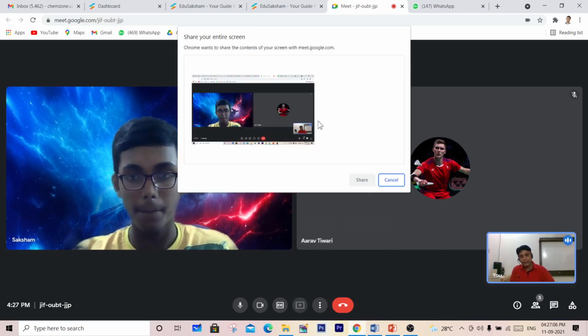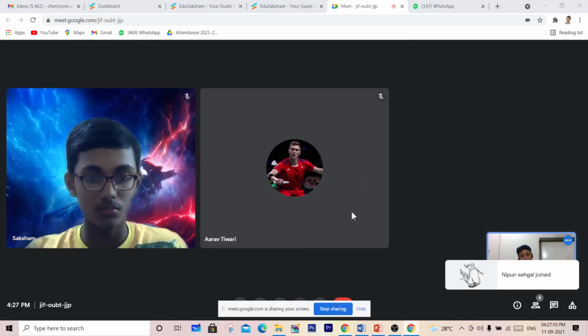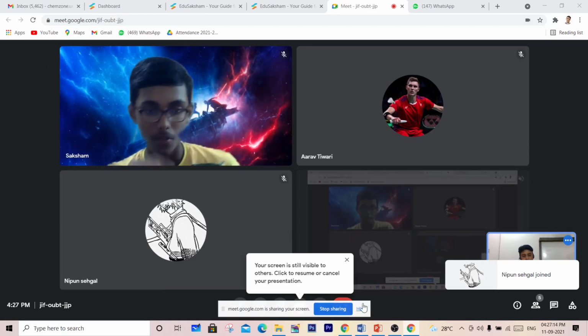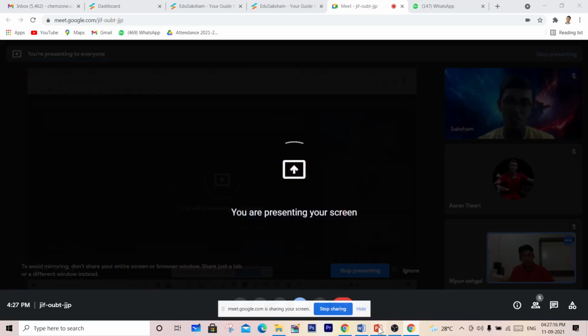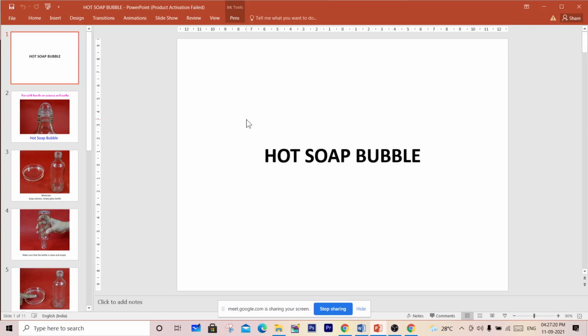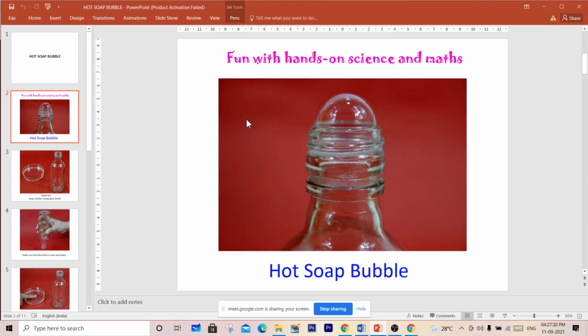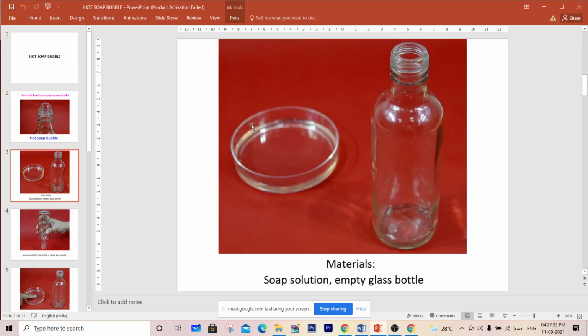Now I am demonstrating one experiment, the effect of temperature on a hot soap bubble. You can perform this experiment later, right? You need just a soap solution and an empty glass bottle. It may be available at your place. After my class, you can perform it. Soap and water, that's it. Soap dissolved in water.